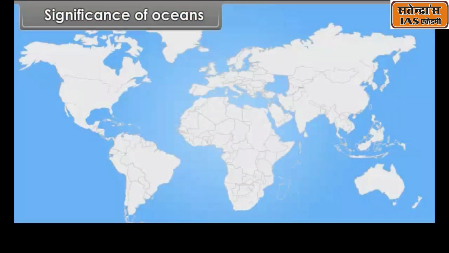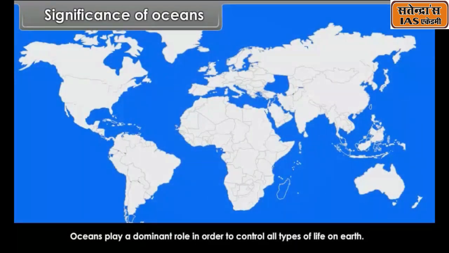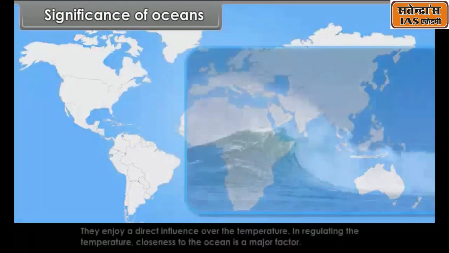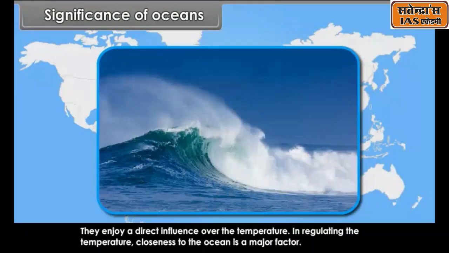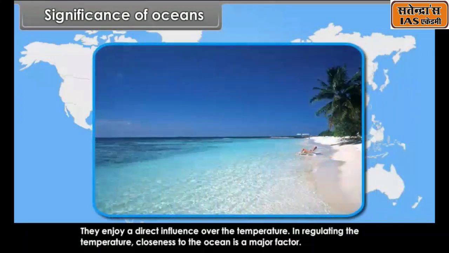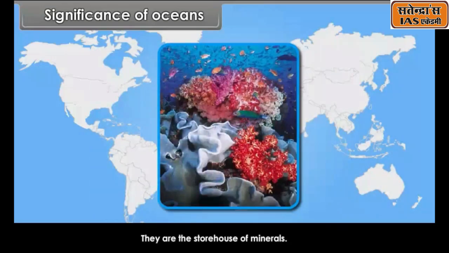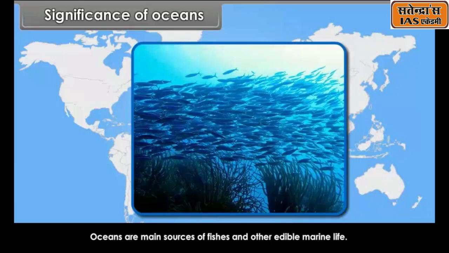Significance of oceans. Oceans play a dominant role in controlling all types of life on Earth. They enjoy a direct influence over the temperature. In regulating the temperature, closeness to the ocean is a major factor. They are the storehouse of minerals.